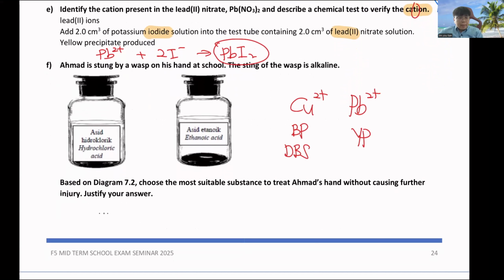A man is stung by a wasp on his hand. Then the wasp sting is alkaline. Which acid should be chosen to neutralize the alkaline? Of course, ethanoic acid. Because ethanoic acid is a weak acid, it is less corrosive. So it can treat the sting but won't corrode your skin. So ethanoic acid is the safer acid to put on your hand.